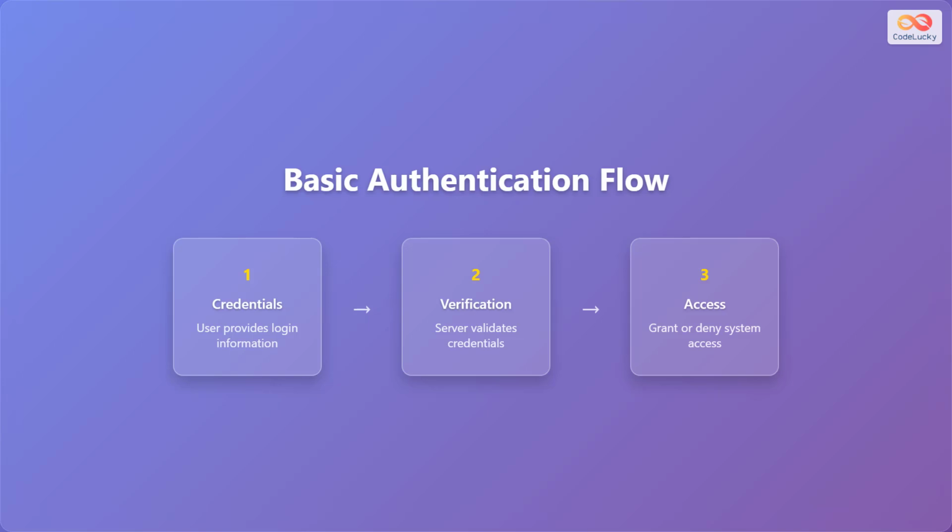The basic authentication flow generally involves these steps. First, the user provides their credentials, such as a username and password, to log in. Next, the server validates these credentials to ensure they are correct. Finally, based on successful verification, the system grants or denies access to the user.